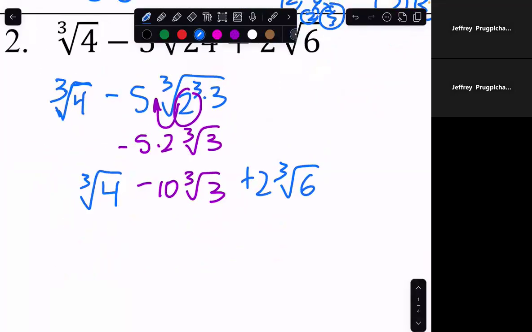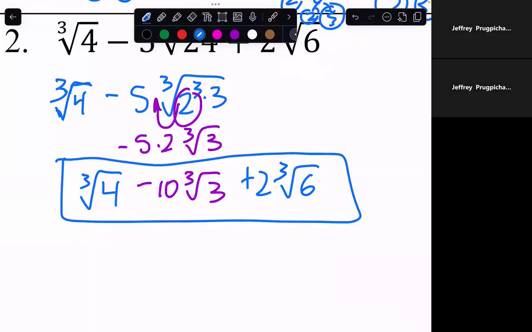Okay, now you check what can be combined. These first two are both cube roots, but the radicands are different. And these are, again, both cube roots, but the radicands are different. So actually none of these can be combined. They're all different. So this is as simplified as possible.